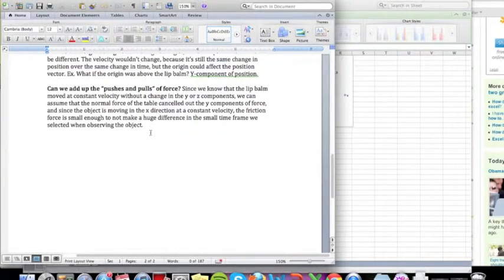So now we can talk about what does it mean. Can we add up the pushes and pulls of force? Yes, we can. We know that the lip balm wasn't moving in the y direction. It wasn't moving up and down, so we know that the normal force of the table canceled out with the force of gravity. There was no force in the z direction, and because it was moving at constant velocity, we can assume that there was no net force on the lip balm. And of course there's friction force on a table, but that wouldn't make much of a difference in the small time frame that we were recording because it still moved at a constant velocity. So we know that the pushes and pulls of force canceled out, and we could look at them and add them up. So it was all good.